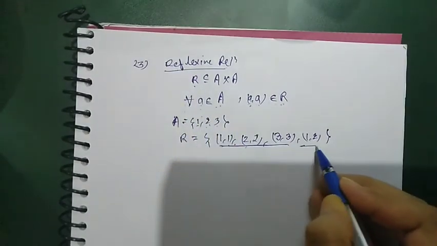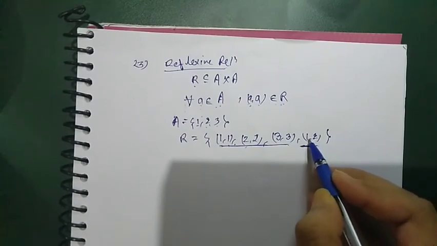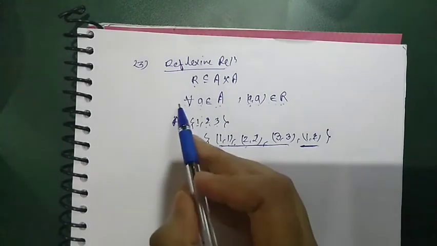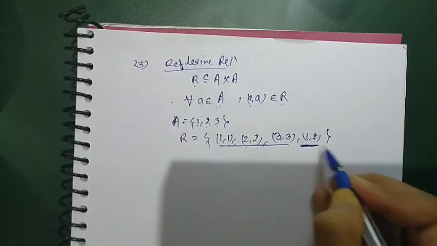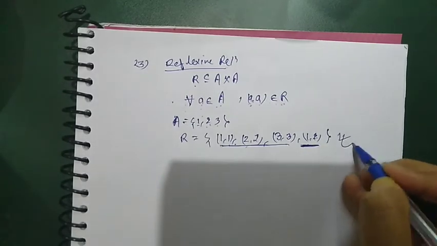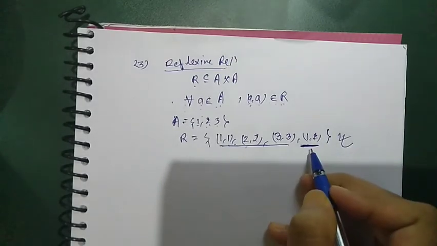But there is also an extra element of the type (1,2). There is no restriction on these types of ordered pairs. So this is a reflexive relation but not an identity relation.